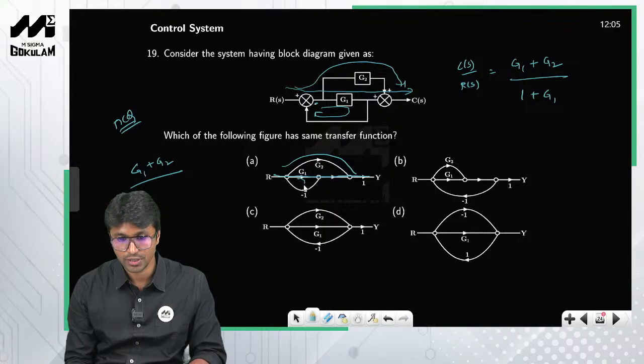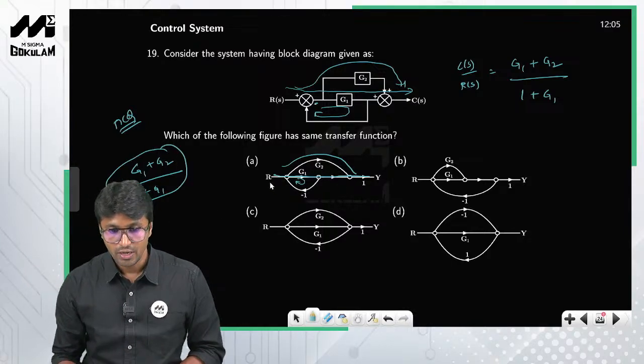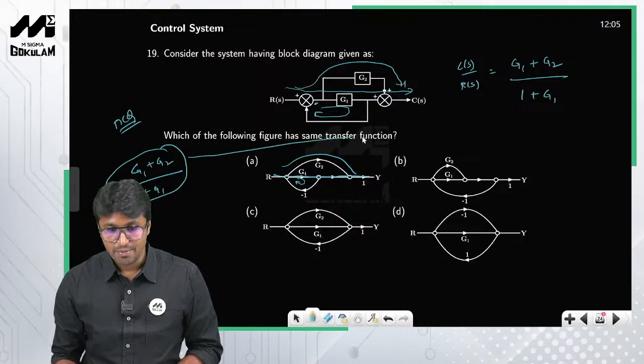So look at this one. This is nothing but 1 plus G1, right? This is 1 plus G1. Now do you find any other loop? No, right? There is no other loop. So therefore for option 1 you get the same transfer function as that of this one, right? So therefore option A is correct.